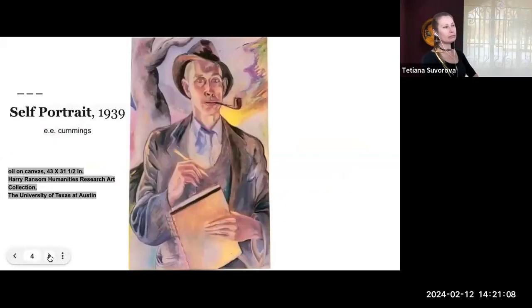Let's move on. I'd like to start today with Edward Cummings. It's one of my favorite poets, an artist generally, as far as you can see. It is his creation, his self-portrait. And already here you can see some stylistics. And so we are going to speak about the style and the text, of course.